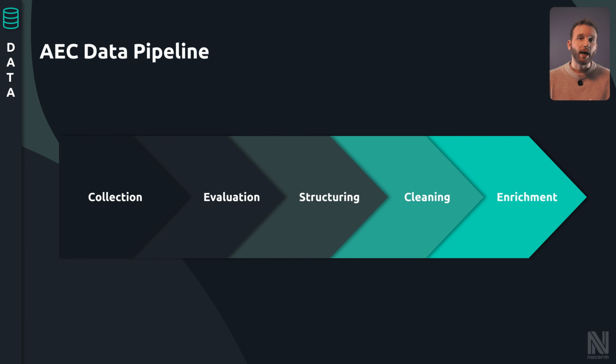Finally, let's look at the AEC Data Pipeline. This is the 5-stage process that takes raw data and makes it usable. Collection, evaluation, structuring, cleaning, and enrichment. Each stage builds on the previous one, and skipping any of them means your downstream AI systems will suffer. This pipeline is what connects the data pillar to everything else we'll cover in this series. Clean, structured, enriched data is what feeds the AI models, flows through the APIs, and gets exposed via MCP.